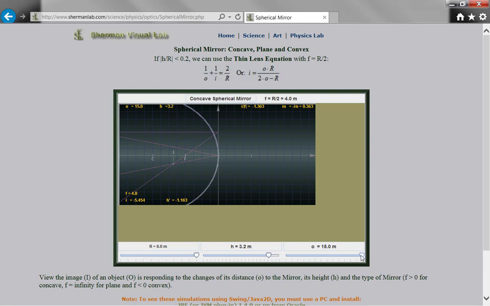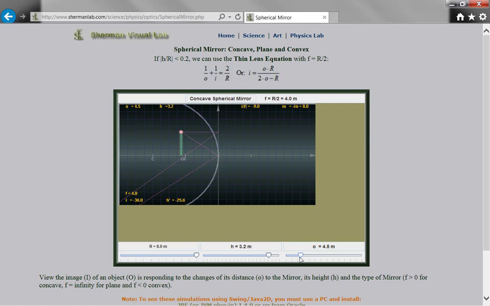Okay. So let's bring that object back in. As I bring the object back in, the image is getting bigger and bigger until I hit the center of curvature. And now if you look, it's the exact same size as the object. And as I bring the object in further, now the image is bigger, but it is still upside down. And that keeps occurring until I hit the focal point.